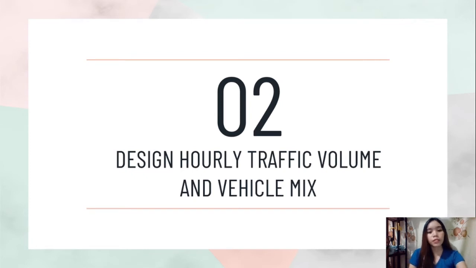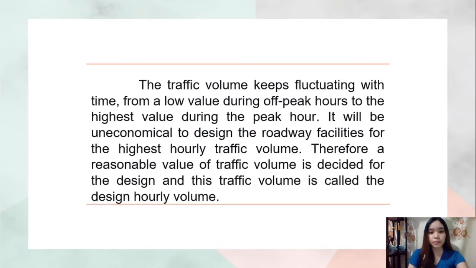So the second factor is design hourly traffic volume and vehicle mix. The traffic volume keeps fluctuating with time, from a low value during off-peak hours to the highest value during the peak hour. It would be uneconomical to design the roadway facilities for the highest hourly traffic volume. Therefore, a reasonable value of traffic volume is decided for the design, and this traffic volume is called the design hourly volume.